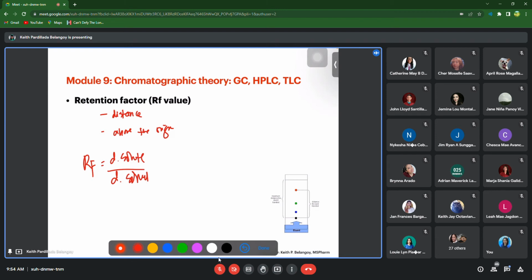What do you think? Sheer, no? Why do you want to identify the distance of your solute? Your solute is your spots, no? Those components that were determined. Sige.